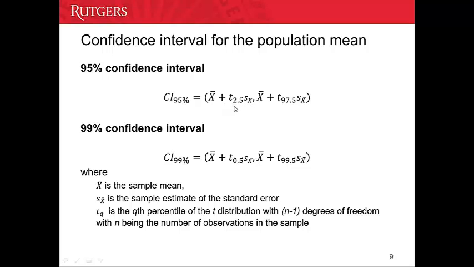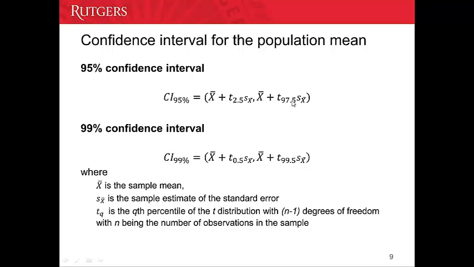And here, t2.5 is the 2.5th percentile. So 2.5% of the observations in the t-distribution lie below this value. In the t-distribution, the 2.5th percentile is a negative value. The standard error is a positive value, so after we multiply them and add this value to the sample mean, we subtract some value from the sample mean.